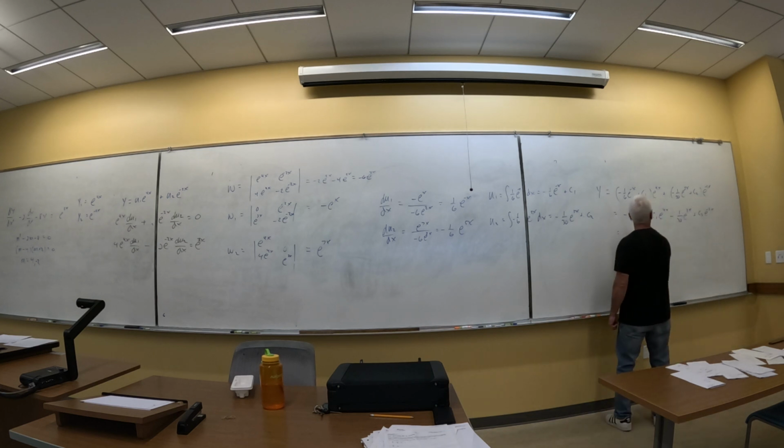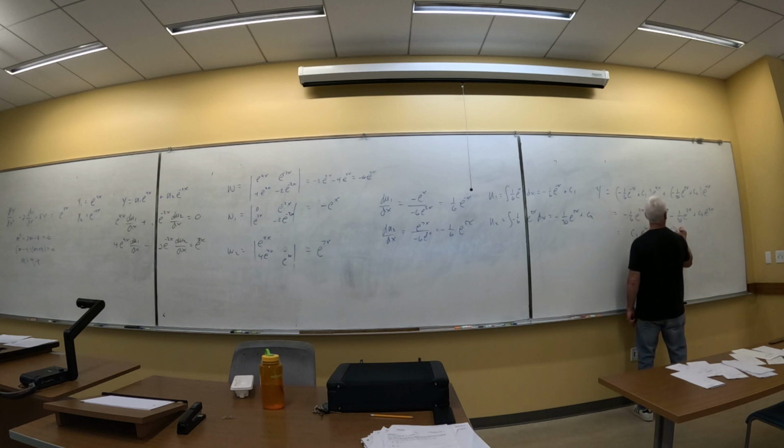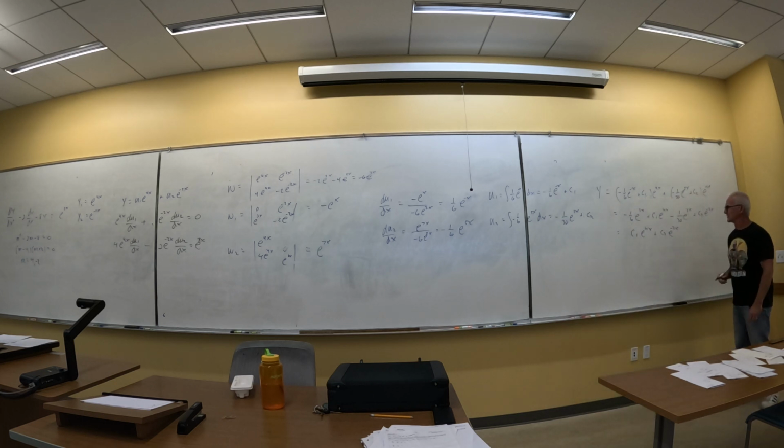How about if I rewrite that as c1 e to the 4x plus c2 e to the negative 2x? What is negative a sixth plus negative a 30th? 6/30ths. It would be negative 1/5. And there's my final answer.